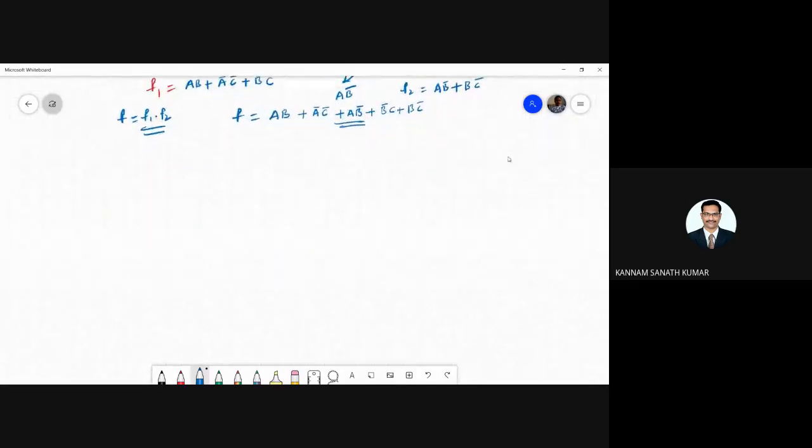Okay, one more example. This is a four variable problem. Two functions are given and you have to find out F, which is nothing but F1 and F2. F1 equals summation of m of 1, 2, 3, 6, 8, 12, 14 and 15, and F2 equals summation of m of 0, 4, 9, 10, 11, 14 and 15.